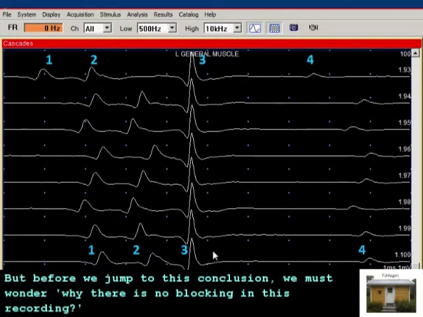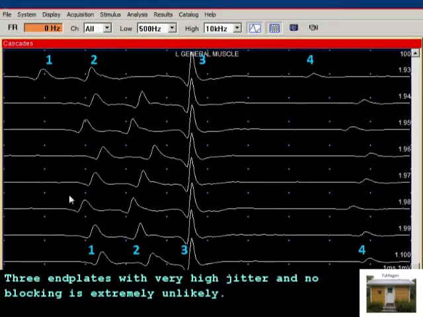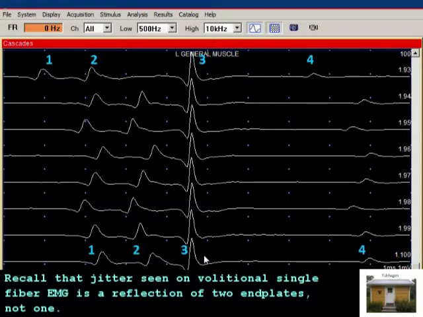But before we jump to this conclusion, we must wonder why there is no blocking in this recording. 3 end plates with very high jitter and no blocking is extremely unlikely. Recall that jitter seen on volitional single fiber EMG is a reflection of 2 end plates, not 1.